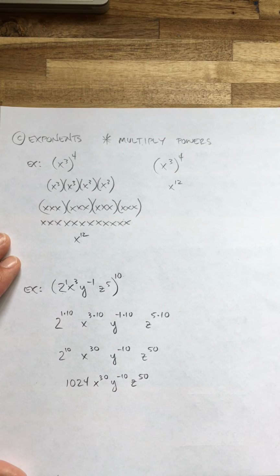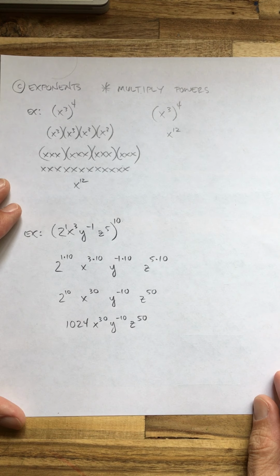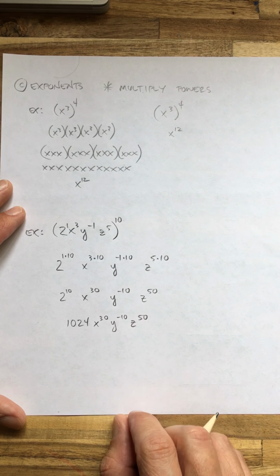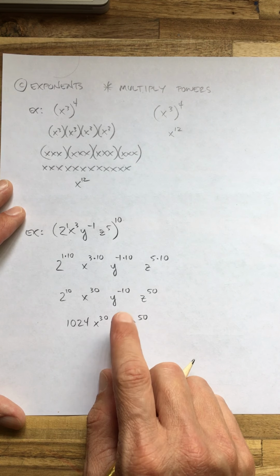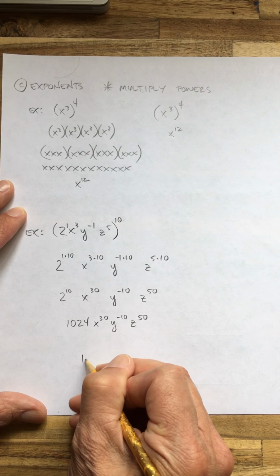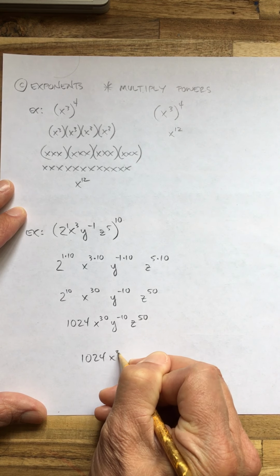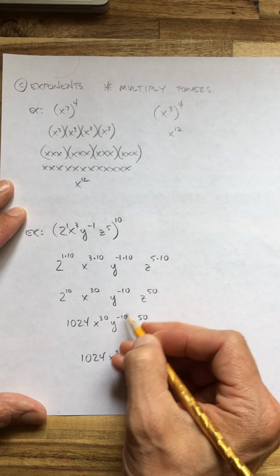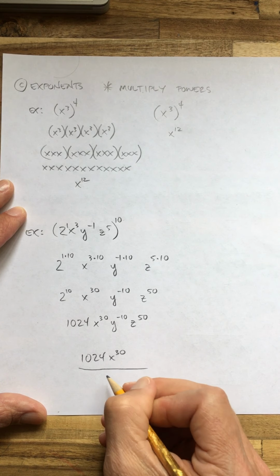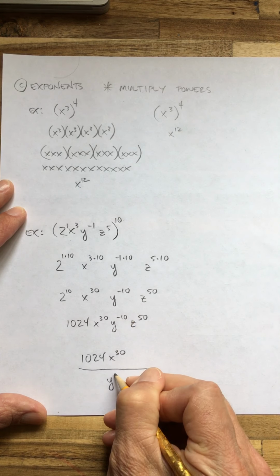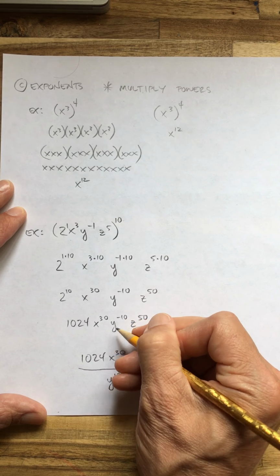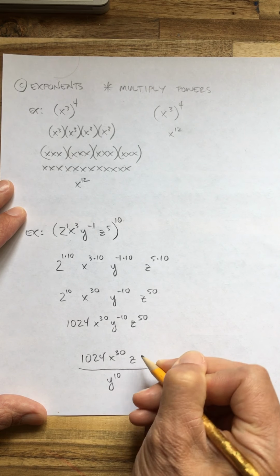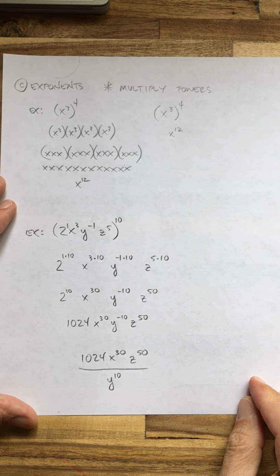Now there's one last step that I can do, and I would really appreciate it if you guys would do this too. See that guy, y to the power of negative 10? That can't be written like this. I'll show you what to do with it. We have 1024 times x to the 30. Y to the power of negative 10 means I'm going to get rid of it and move it down to the denominator, where it turns into y to the power of positive 10 if you flip the sides. And then we have z to the power of 50. And that'll be your final answer.